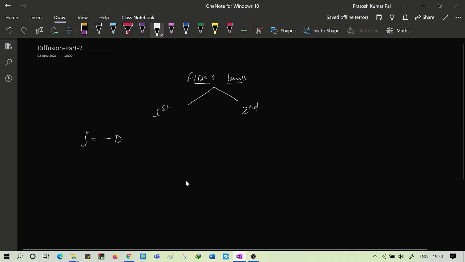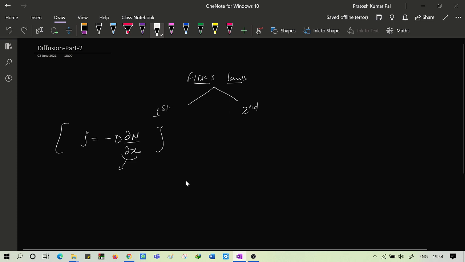This flux is given by J = -D ∂N/∂x. Here N indicates the concentration of dopant atoms. This x is the depth of diffusion, or you can say the distance between two planes, and this is called your dx value. So this says Fick's first law.